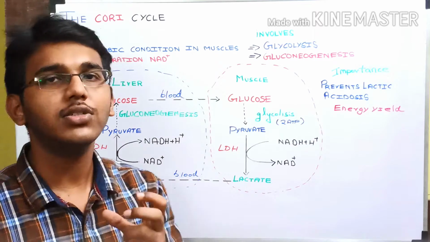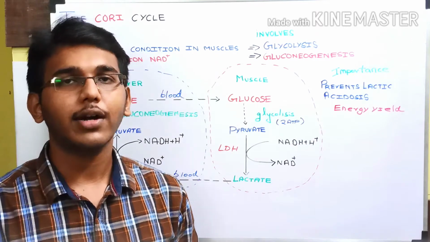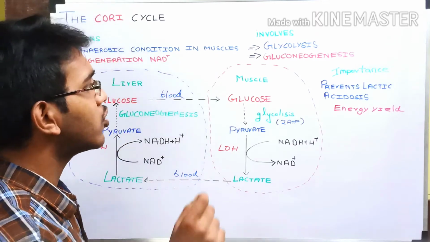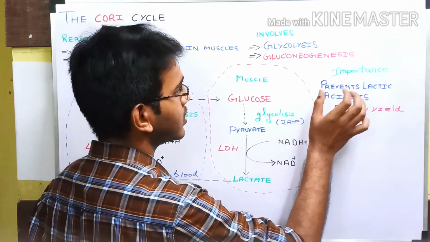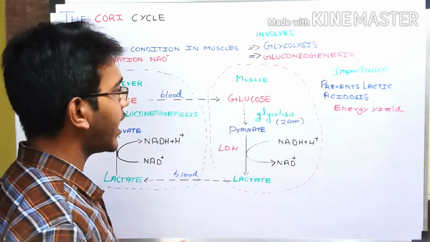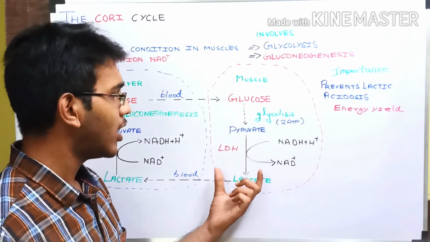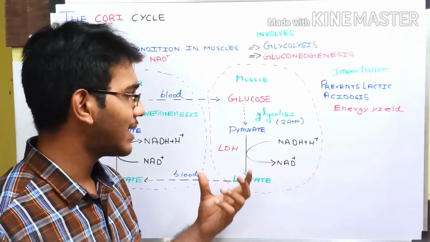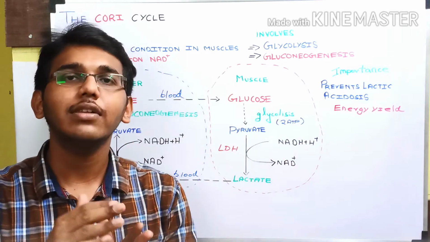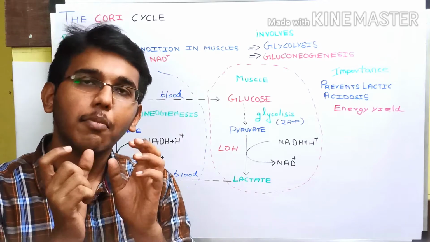So why is this process happening? What is the importance of this process? The main importance is twofold. The first one is to prevent lactic acidosis. If you see in the muscles, pyruvate is converted to lactate to regenerate NAD+, as a result of which the lactic acid will get accumulated in the muscle.